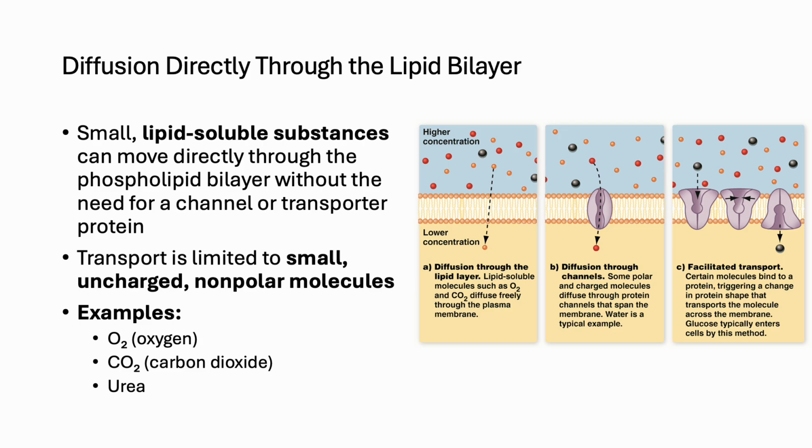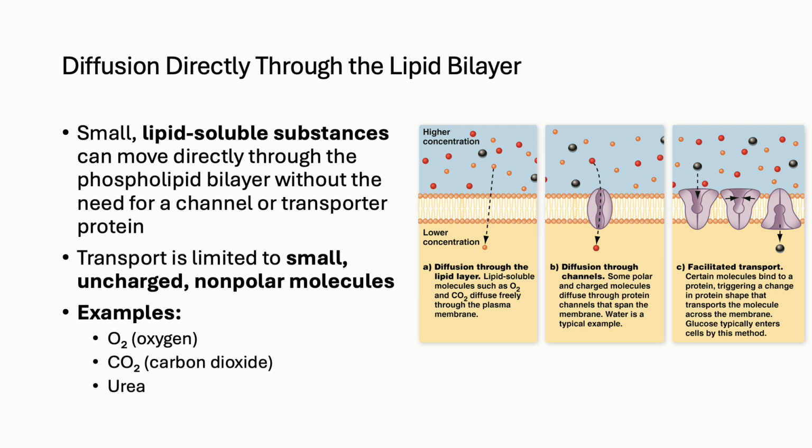The simplest way for a molecule to cross the plasma membrane is by diffusion directly through the lipid bilayer. Because the bilayer's core is hydrophobic, only small nonpolar lipid-soluble molecules can pass easily. Examples include oxygen, which diffuses into the cell for respiration, carbon dioxide, which diffuses out as waste, and urea, a byproduct of protein metabolism.